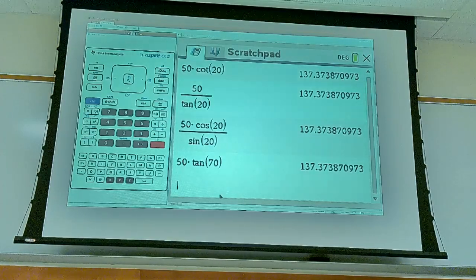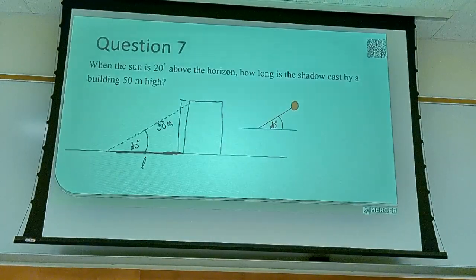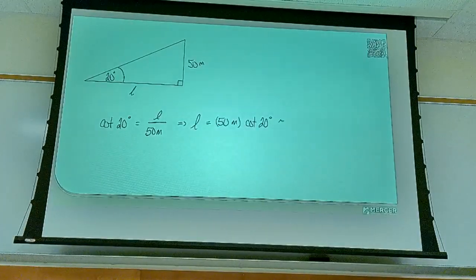Now, if this is asking for an approximation, we only have one sig fig. So with one sig fig, that's 100 meters. Would it be 137? 137 is 3 sig figs. 50 is 1, 20 degrees is 1.